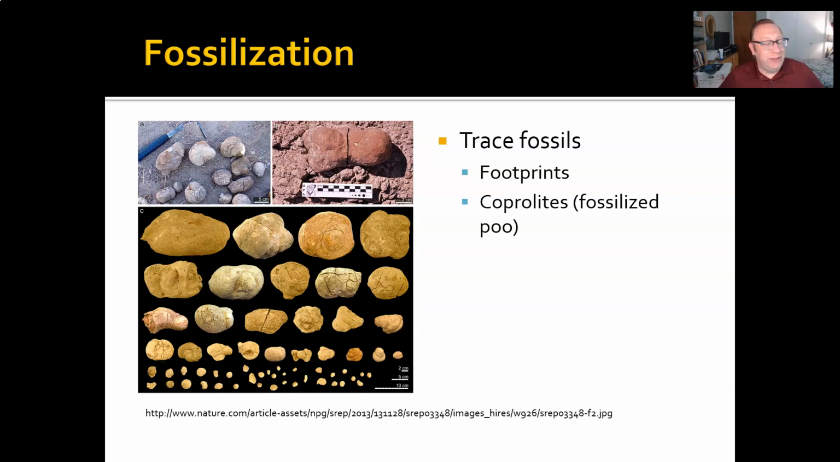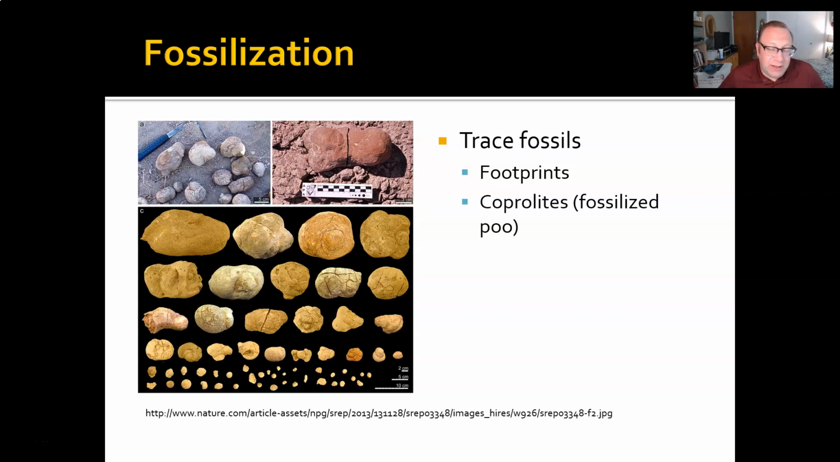Coprolites are fossilized poo. There's no poo left in them, so don't worry. They don't smell. I wouldn't recommend it, but you can lick them. It's fine. It's safe. Rather, it's no more dangerous than licking any other rock. They are great because they not only help us identify different species that were present if we don't have their bones, because different kinds of animals have very characteristic scat.